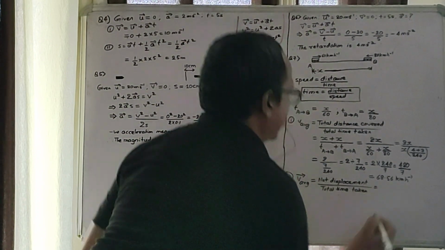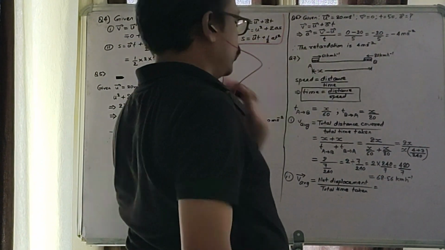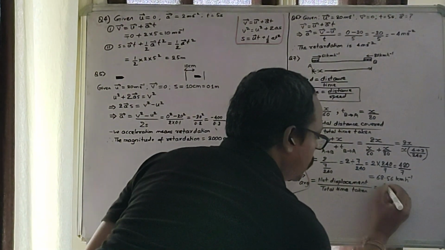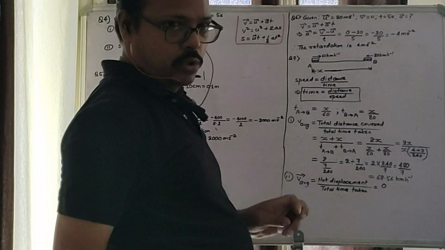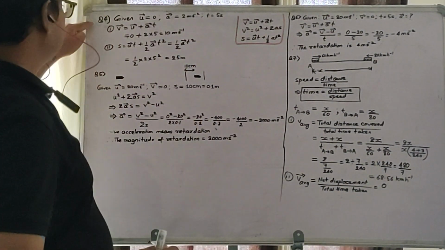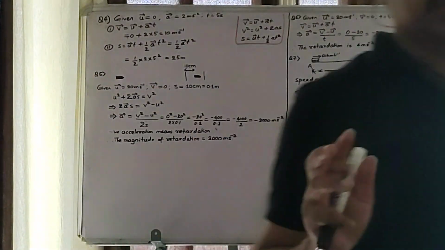See, the train started from A, went to B, and again came back to A. What is the total displacement? What is the net displacement? Net displacement is 0. So average velocity is 0 for this entire thing. So that's all. I have solved questions number 4, 5, 6, 7, different types of scenarios using the equations of motion.